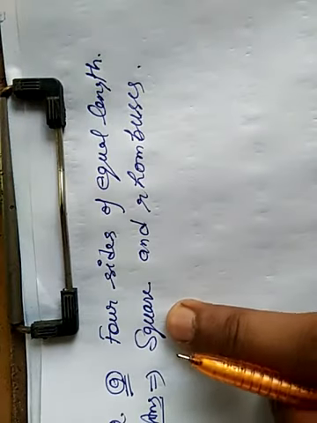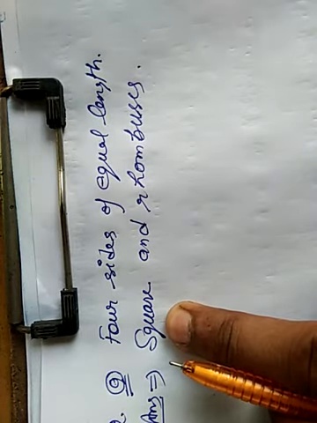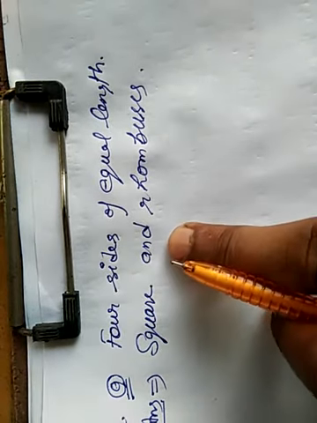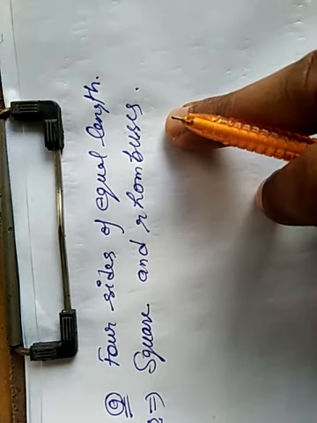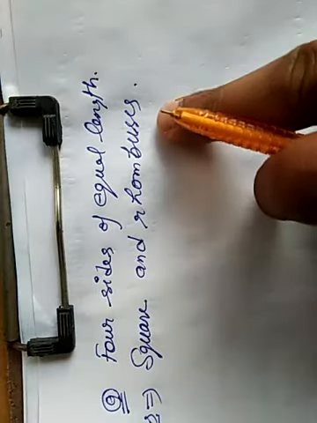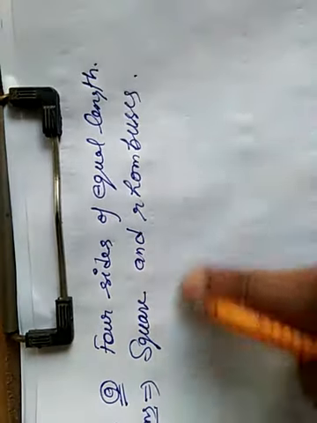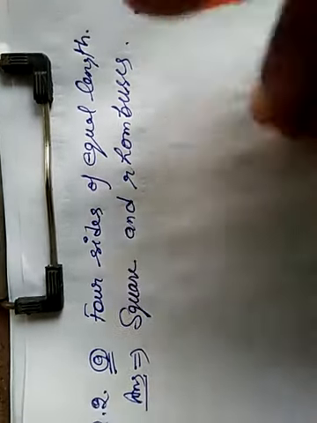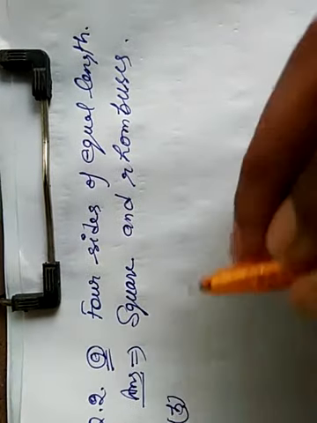In a square, all sides are equal, you know very well, and a square has 4 sides. And in a rhombus, all sides are equal. So 4 sides of equal length means square and rhombus also. So this is the answer. Clear?